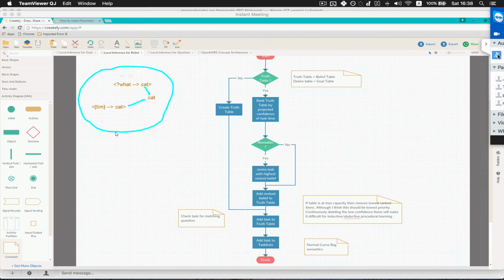Okay, so I will make those changes that we discussed: adding the question table to the concepts, and making sure that's checked inside of local inference for beliefs. I will revise the notes around revisable and the truth tables so that it's clear how they're filtering and only projecting revisable values. Anything else? I think that was it, really, wasn't it?